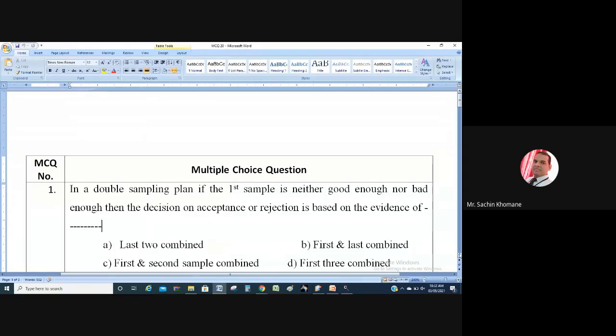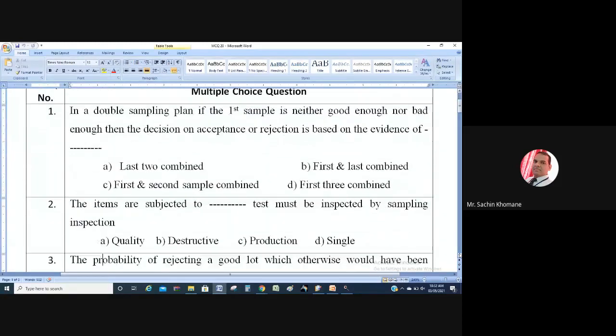Right. So that we have discussed in the sampling plan. So I expect answers from your side. Some of the questions are so easy. Okay. Second question. The items subjected to fill in the blank test must be inspected by sampling inspection. Quality, destructive, production, single.